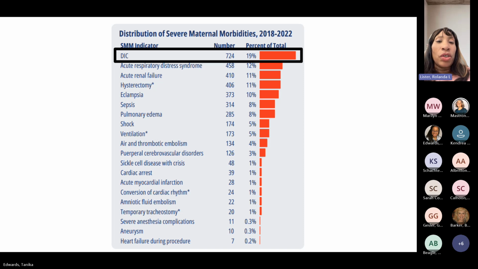And this is also taken from the state of Tennessee SMM report, the most recent report from 2018 to 2022. When you look at SMM indicators, of all the ones that are listed here, DIC tops the charts. So you can see its clinical significance. Next slide, please.